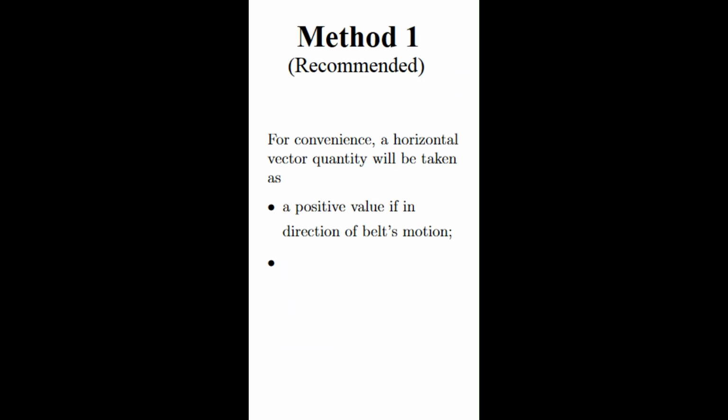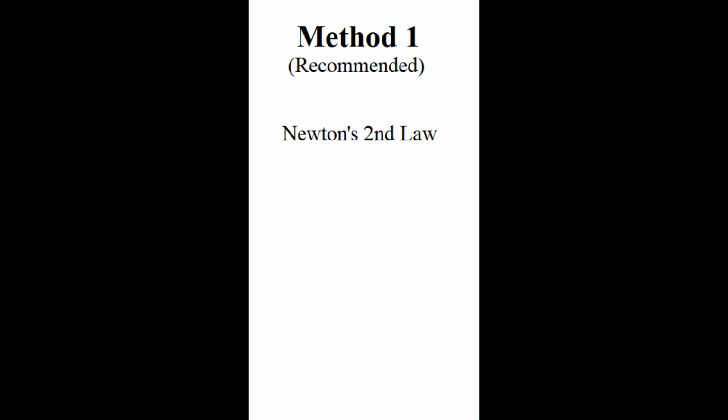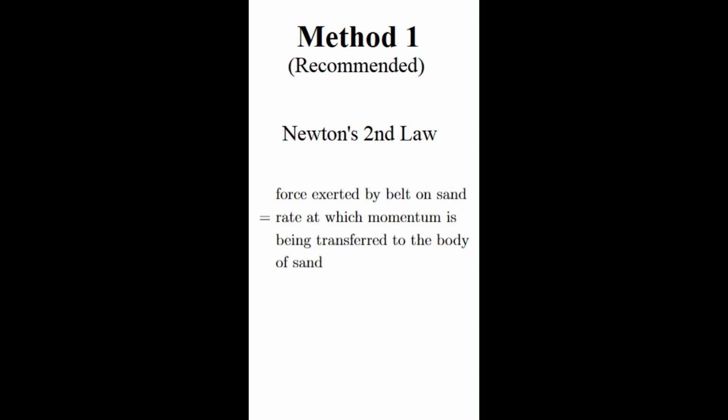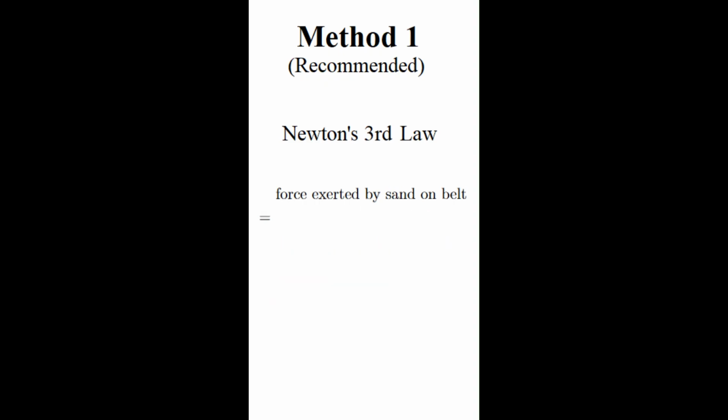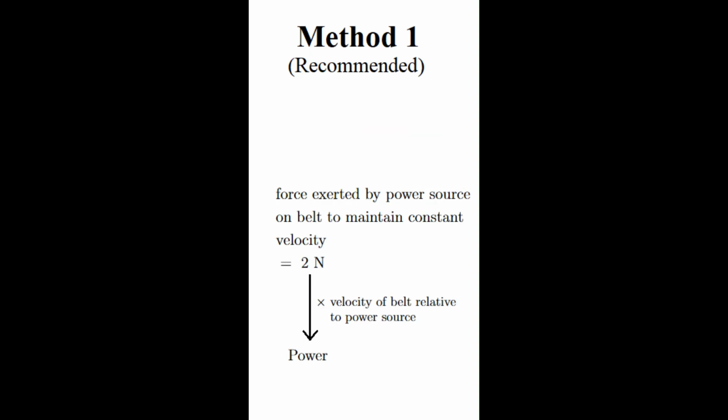For convenience, vectors in the direction of the conveyor belt's motion will be positive values, and vectors in the opposite direction will be negative values. A version of Newton's second law gives that the force of the conveyor belt on the sand is the rate at which momentum is being transferred into the sand, which comes to 2 newtons. By Newton's third law, the force of the sand on the conveyor belt is then minus 2 newtons, and so by Newton's first law, the force that we need to apply is 2 newtons. We multiply this by the velocity of the belt to get the power, which comes to 4 watts.